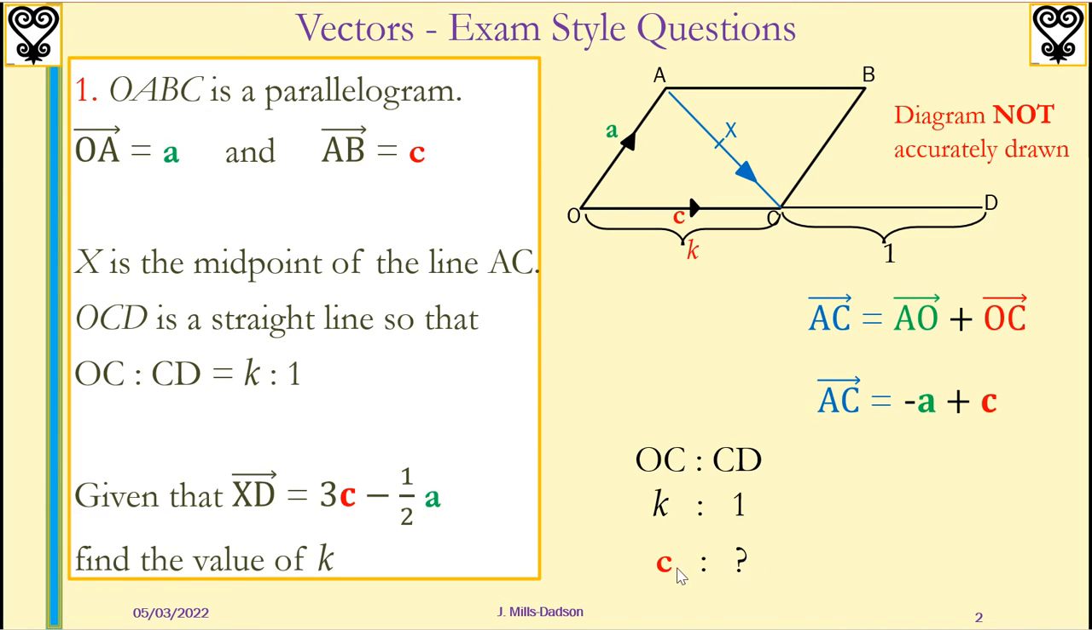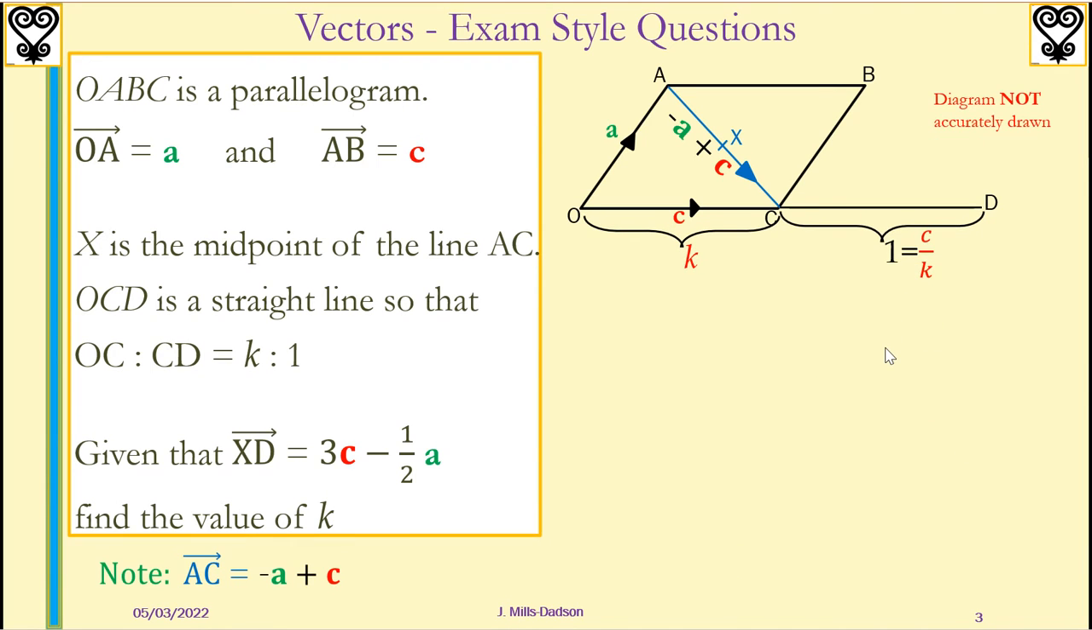Simple ratio rule, you multiply C times 1, which is C, and divide by K. So that means that the 1 actually represents C divided by K. So I put it there as well. Okay. So now I know the length of my AC. I know the vector CD in terms of C and K. I'm now going to work out the vector XD, which will be equal to vector XC plus vector CD.